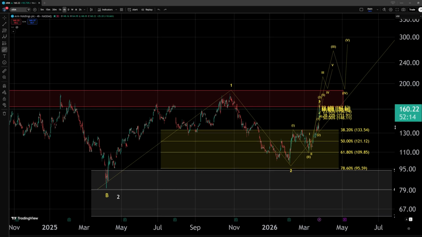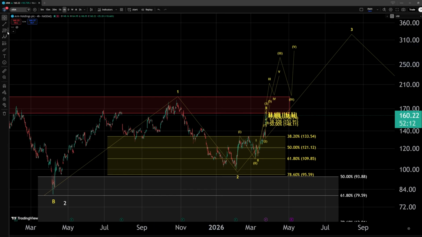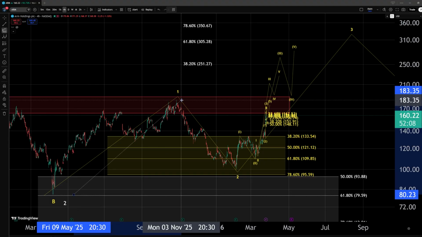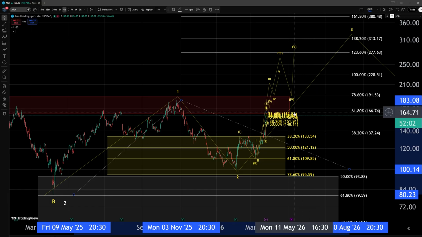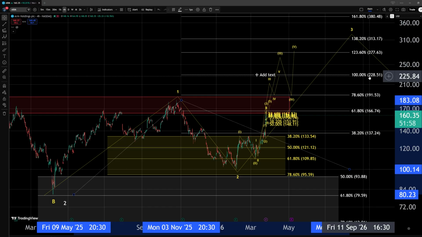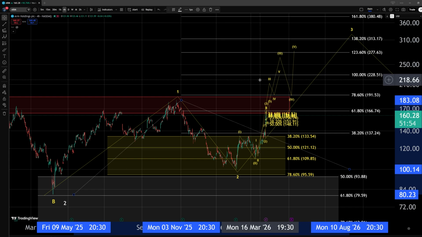Now, if we are to look for the ideal target for this wave 3 in yellow, we would be looking at the 138.2% extension of the wave 1, that is $313 currently. And if this is to be building a mere wave C, well, the ideal target is the 100% extension instead, $228.